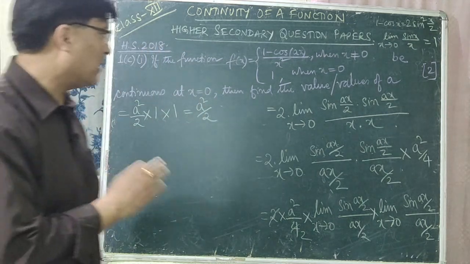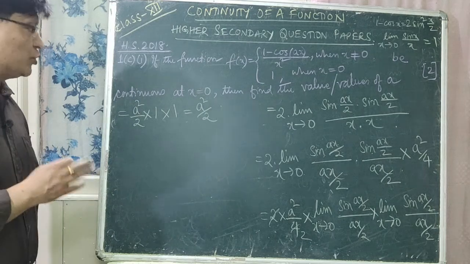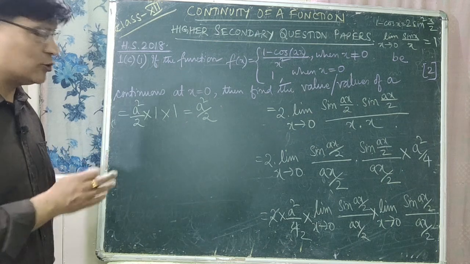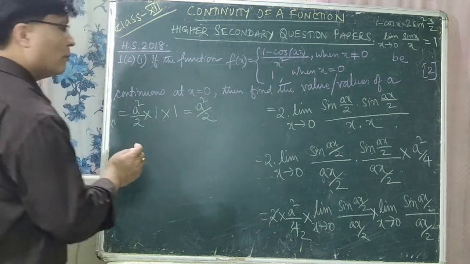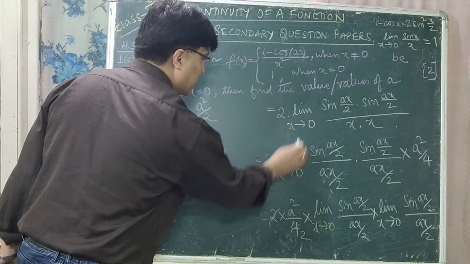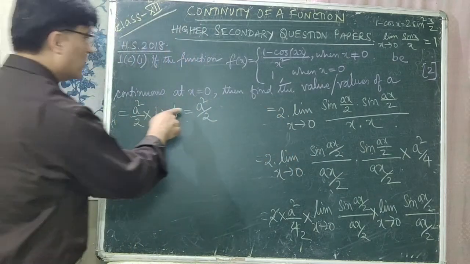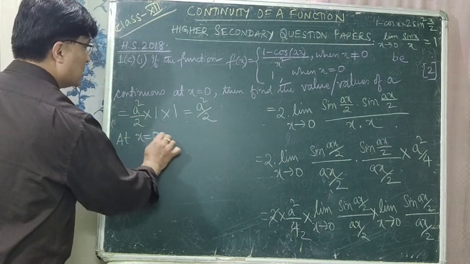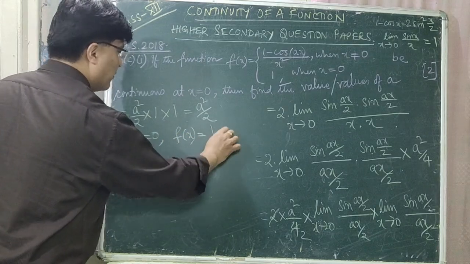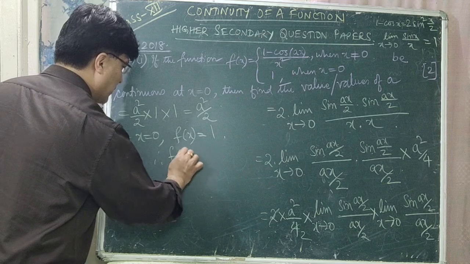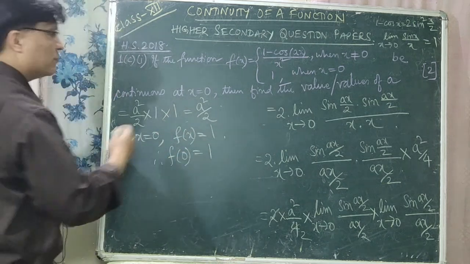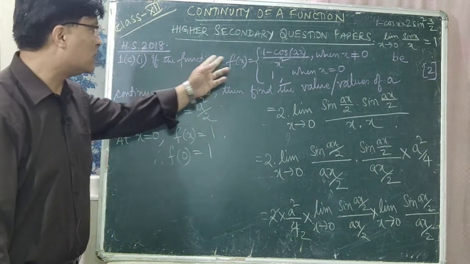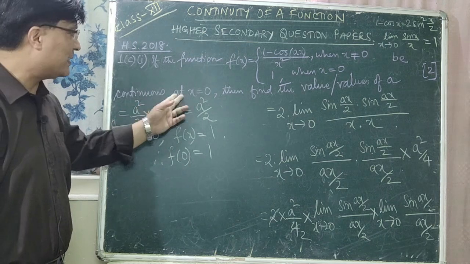So we got the value for the limit x tends to 0. We got a square divided by 2. Now both the right hand limit and the left hand limit are included in this limit, and we got the value as a square by 2. Now at x is equal to 0, what is the value of f of x? f of x is equal to 1. So f of 0 is equal to 1. Now, since in the question it is given that the function f of x is continuous at x is equal to 0.